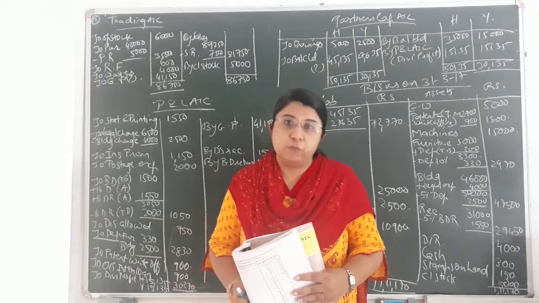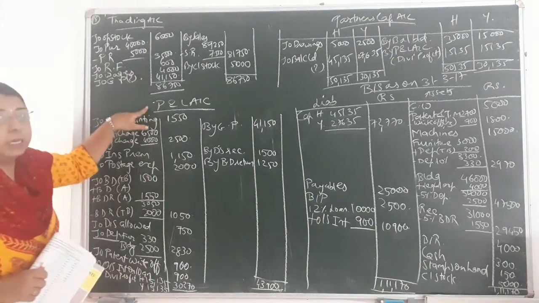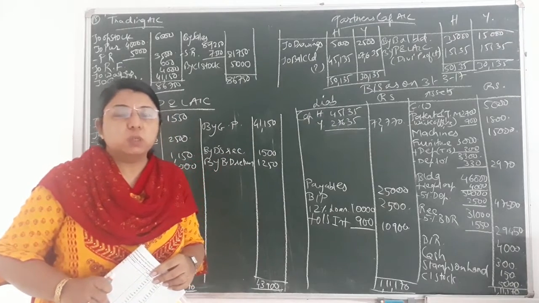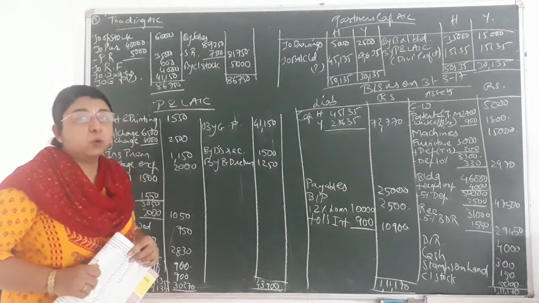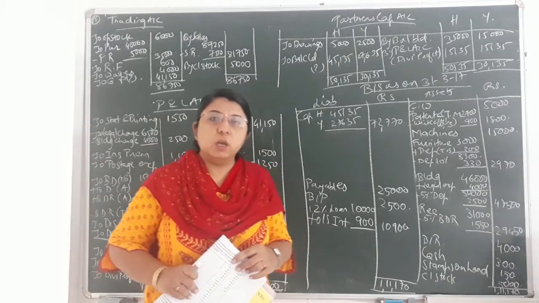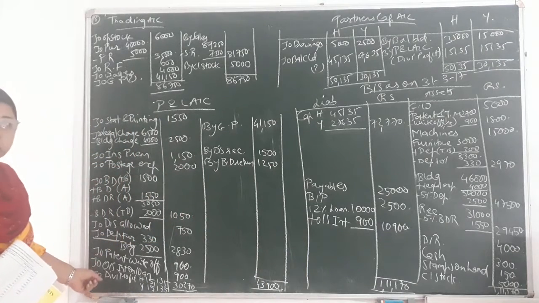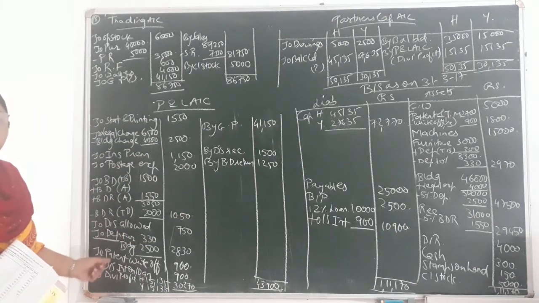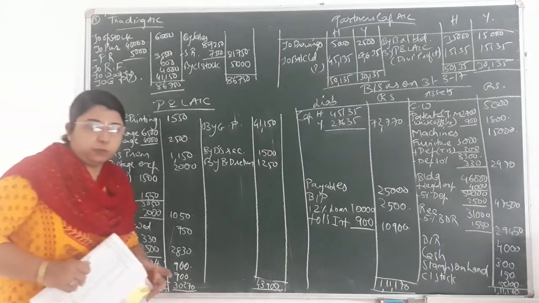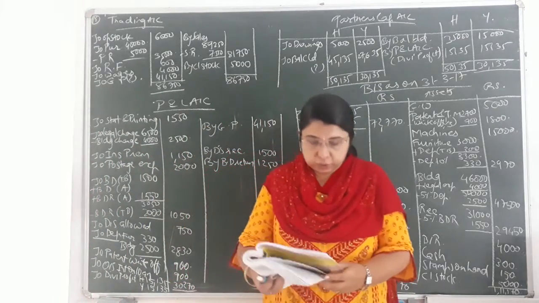page number 84. As you can see on the board, I have prepared trading account, P&L account, partners capital account and balance sheet as on 31st March 2017. I have not prepared P&L appropriation account because there is no entry related to it. That's why whatever profit comes from the P&L account, I have directly transferred to partners capital account, considering it as divisible profit. Okay, so let us read one by one all the entries and do the posting in the concerned account.